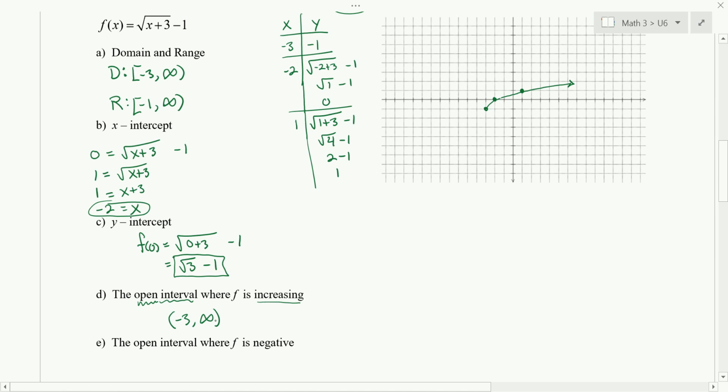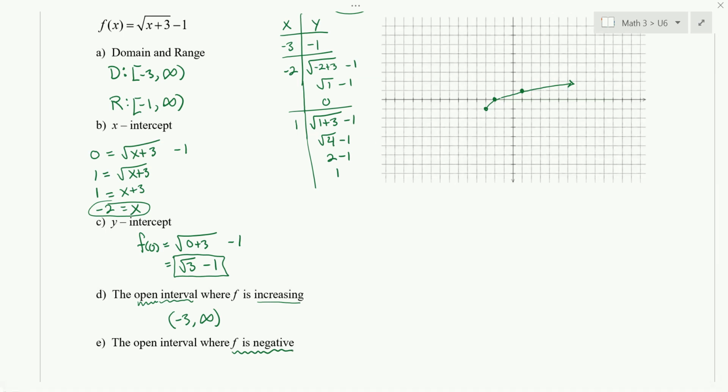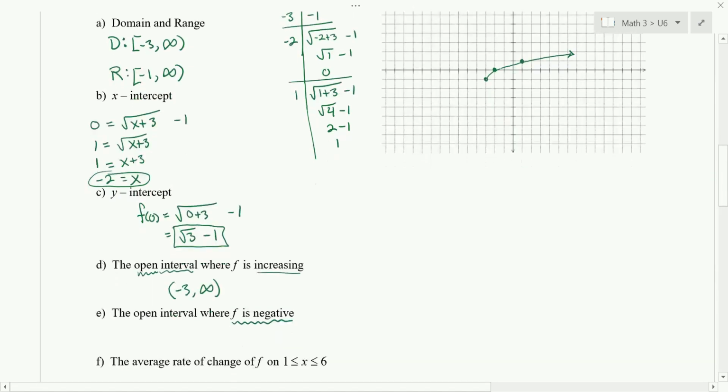The open interval where f is negative. What does it mean when it says f is negative? What does it mean that a graph is negative? It means it's below what? Below the x-axis. So it starts below the x-axis and it stays below the x-axis until it gets to the x-intercept, right? And so it starts at x equals -3, and the x-intercept is at -2. So just that short little interval from -3 to -2, that's where that graph is underneath the x-axis.